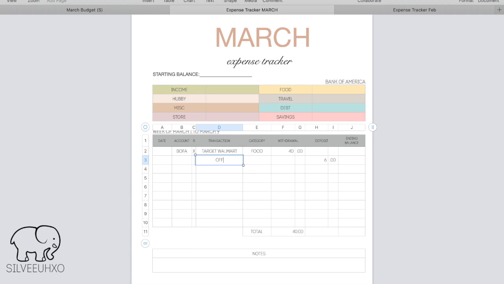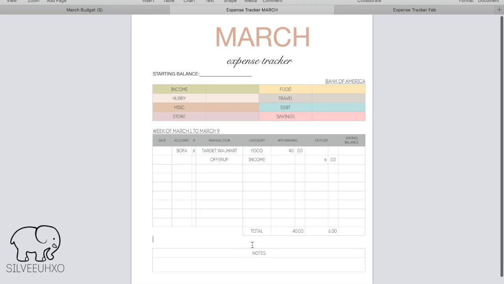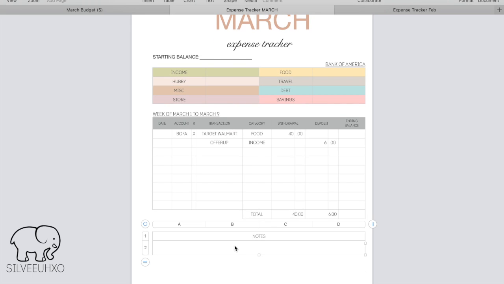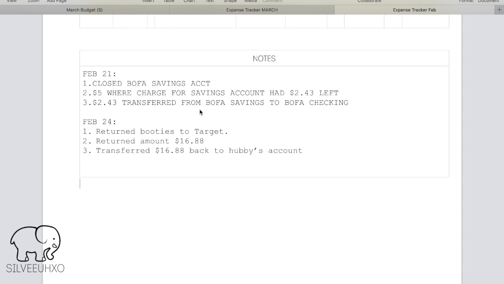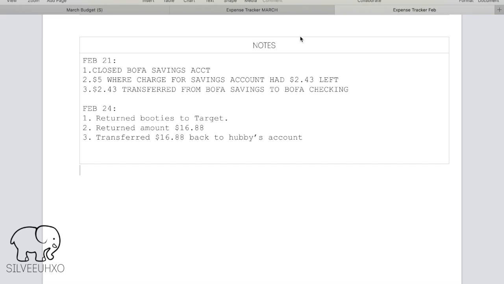I sold something on OfferUp, $6. So my deposits were $6. And then I have notes, and this is just if for whatever transaction I made, I want to make a note or give a little bit more detail about what happened. So let me show you all an example. Here's my tracker for February, and here's my notes.